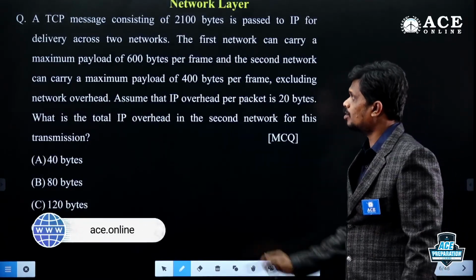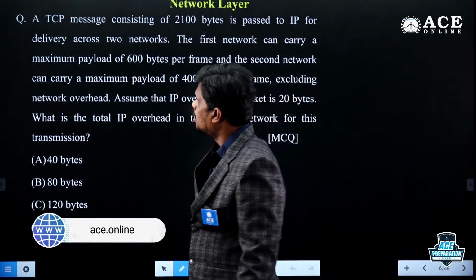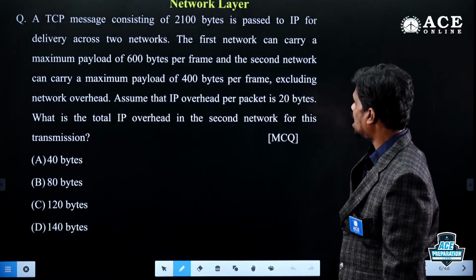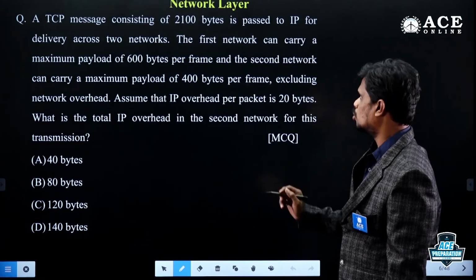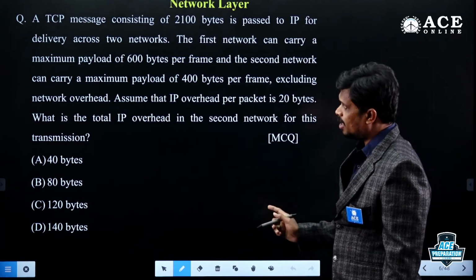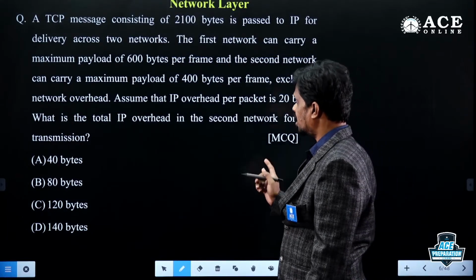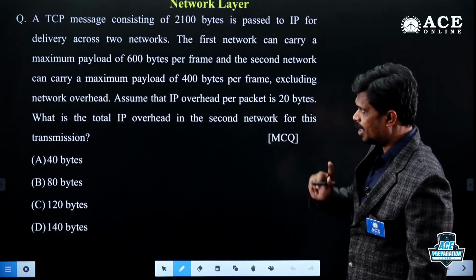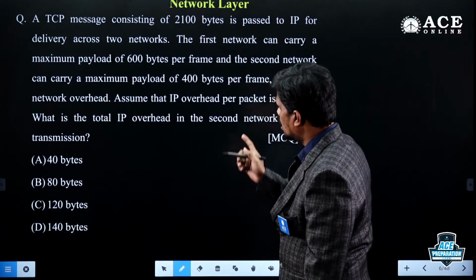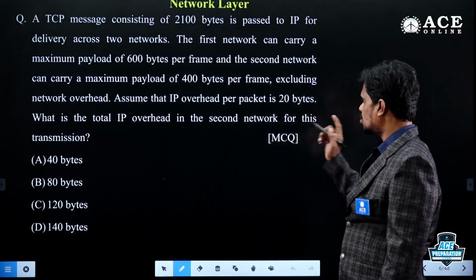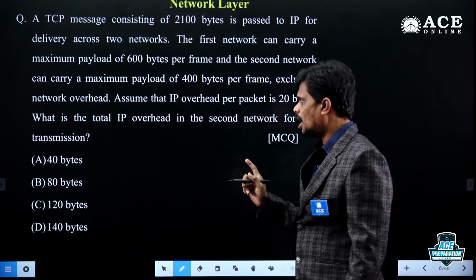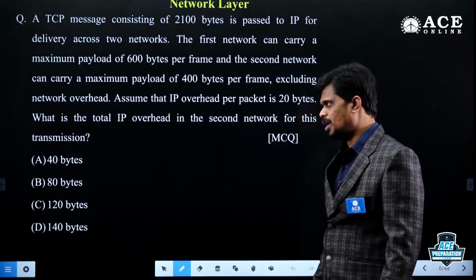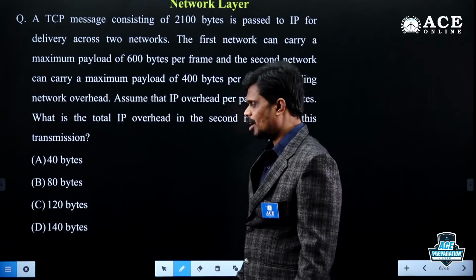So look at this question. This is a question from the network layer. A TCP message consisting of 2100 bytes is passed to IP for delivery across 2 networks. The first network can carry a maximum payload of 600 bytes per frame, and the second network can carry a maximum payload of 400 bytes per frame, excluding the network overhead. Assume that IP overhead per packet is 20 bytes. What is the total IP overhead in the second network for this transmission? Option A 40 bytes, option B 80 bytes, option C 120 bytes, and option D 140 bytes.